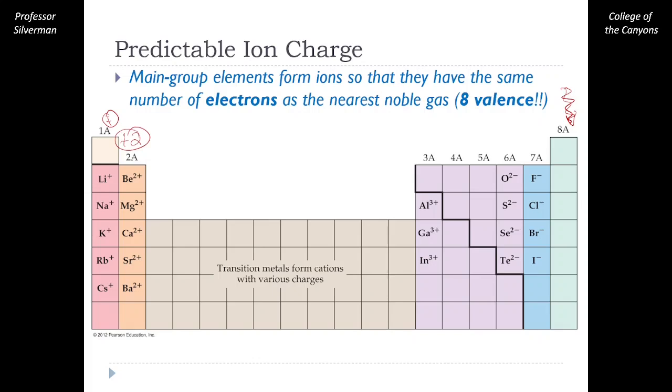On the right side of the periodic table, group 17 likes to form a -1 charge because you can just hop 1 spot to the right, 1 spot forward. Group 16 likes to form a -2 charge. Group 15 is going to form a -3 charge.